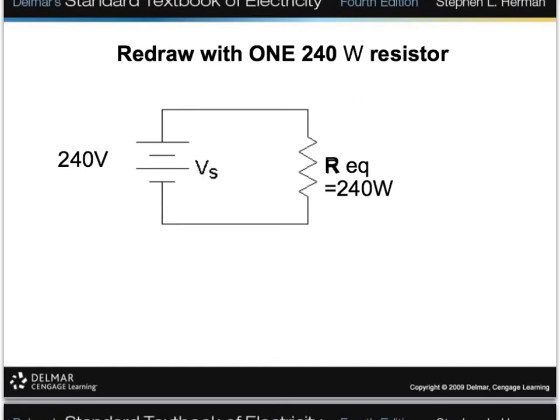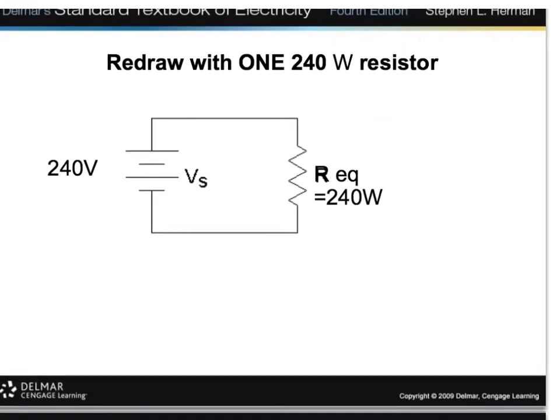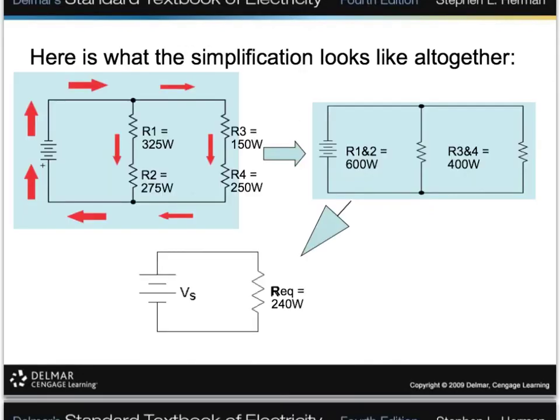Okay, so now we've redrawn that. We took the 600 and the other one, and we made one resistor, and our total resistance is 240 ohms. Not watts, it's ohms. So here's a recap of what we did. We put R1 and R2 together.